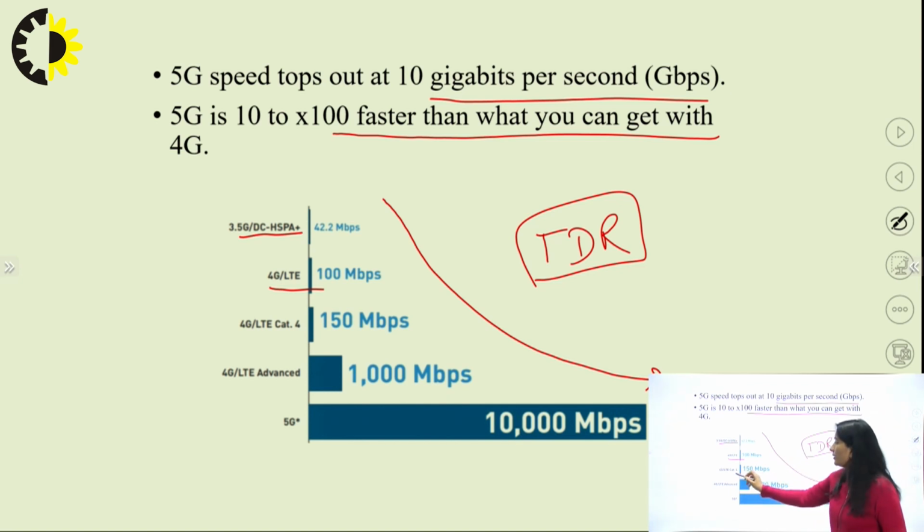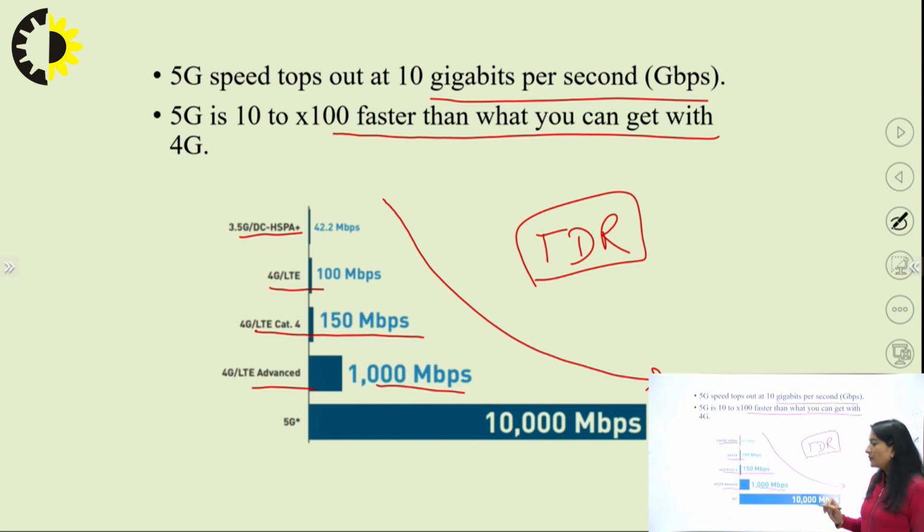In 4th generation LTE category 4, we were expecting to get a 150 Mbps data rate. In 4G LTE Advanced, the data rate was 1000 Mbps. Now in the 5th generation, it is expected to get 10 Gbps of data rate.